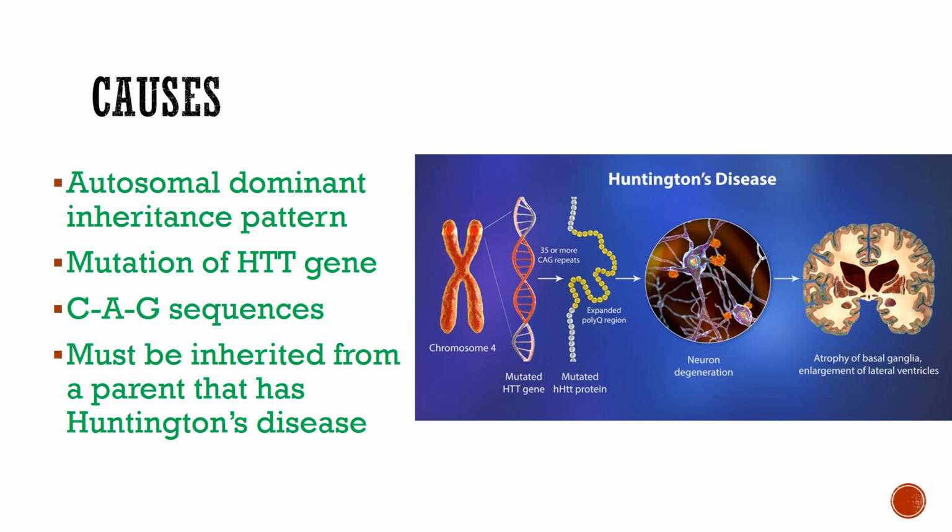So when looking at the actual HTT gene, it is made up of CAG nucleotide sequences. In people without the disease, the CAG sequences usually repeat for about 20 times. However, when someone has the mutated gene, the CAG sequences are usually around 40 or more repeats, in which this image shows how the mutated protein looks and how it can lead to neuron degeneration and atrophying of basal ganglia and enlargement of lateral ventricles. Again, this gene mutation must be inherited from a parent that has the disease.